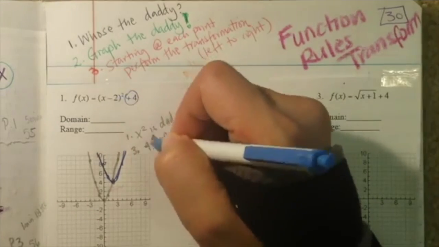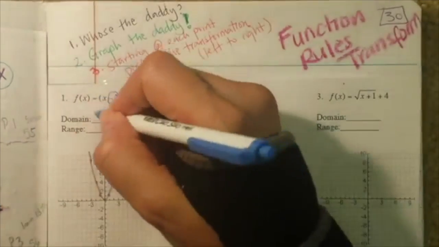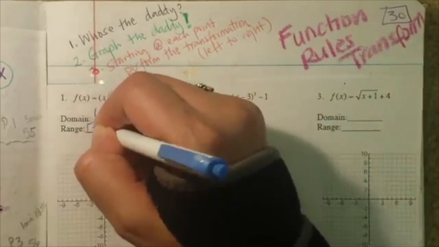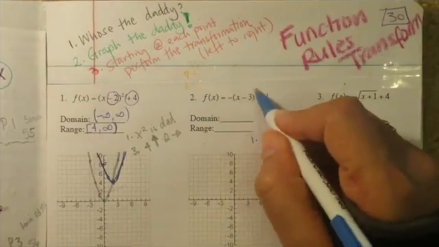Then let's look at domain and range. Remember from before, domain is x, range is y, so the x values go from negative infinity to infinity. Y values, you see it starts at 4, including 4, so you put a box with 4, and goes to infinity.